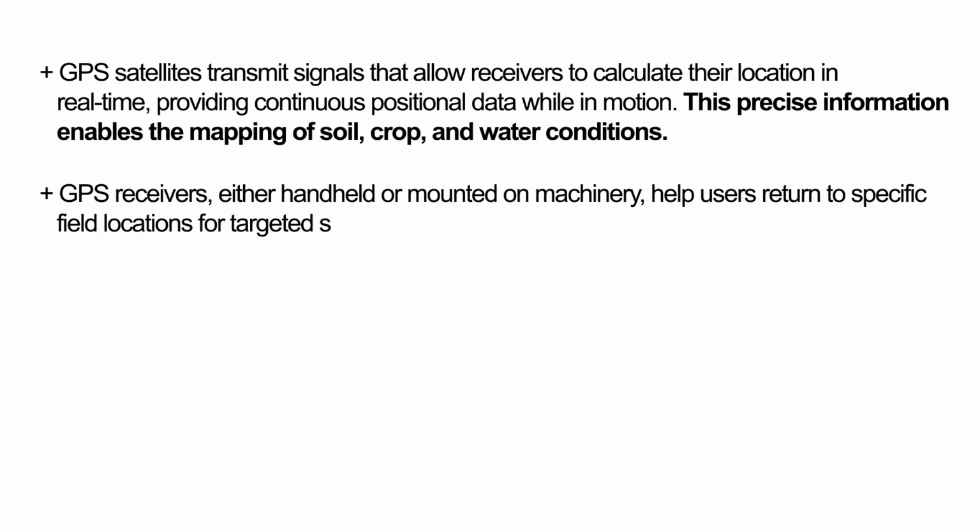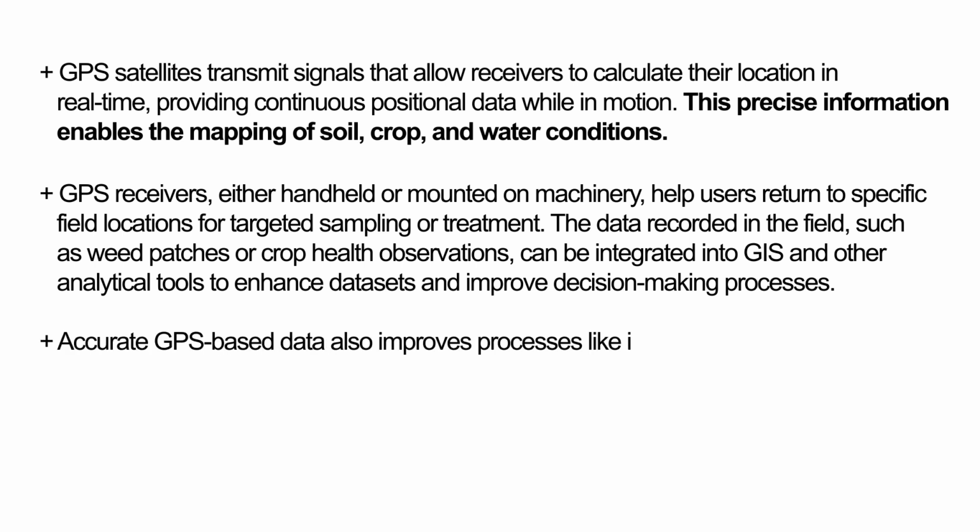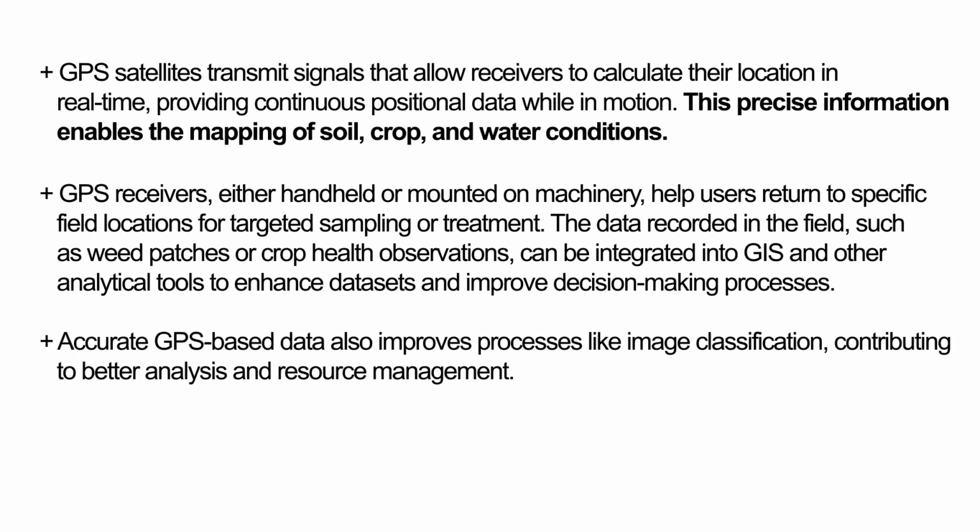GPS receivers, either handheld or mounted on machinery, help users return to specific field locations for targeted sampling or treatment. The data recorded in the field, such as weed patches or crop health observations, can be integrated into GIS and other analytical tools to enhance data sets and improve decision-making processes. Accurate GPS-based data also improves processes like image classification, contributing to better analysis and resource management.